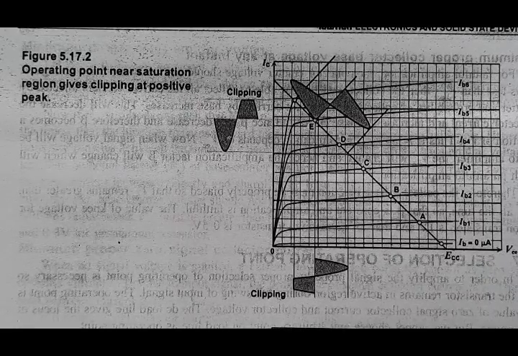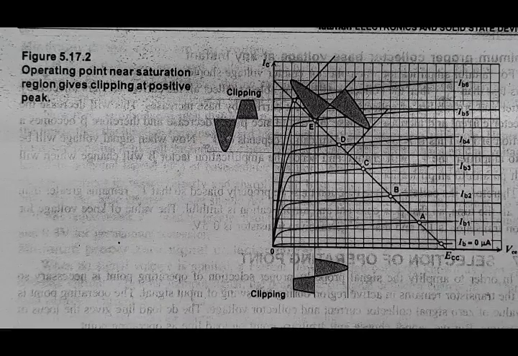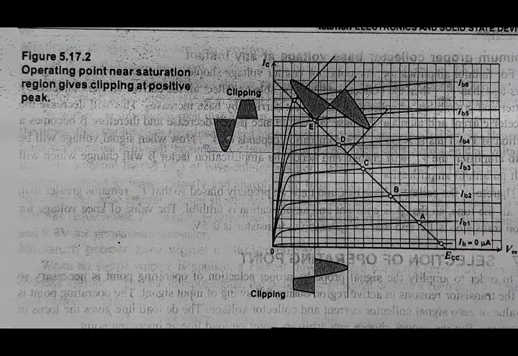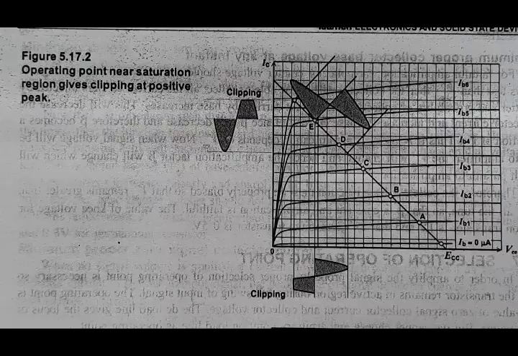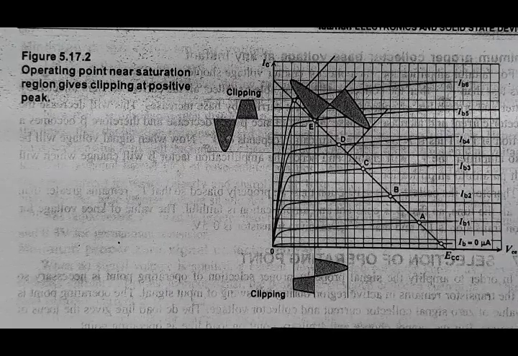सो नेक्स्ट वन इज व्हेन यू चूज योर ऑपरेटिंग पॉइंट इन द मिडल ऑफ द लोड लाइन और इन द मिडल ऑफ द एक्टिव रीजन, एट दैट टाइम आपका जो ट्रांजिस्टर है वो प्रॉपरली वर्क करेगा एक्टिव रीजन में और फेथफुल एम्पलीफिकेशन के बाद आपको डिस्टॉर्शन लेस सिग्नल मिलेगा. सो दिस इज द केस.